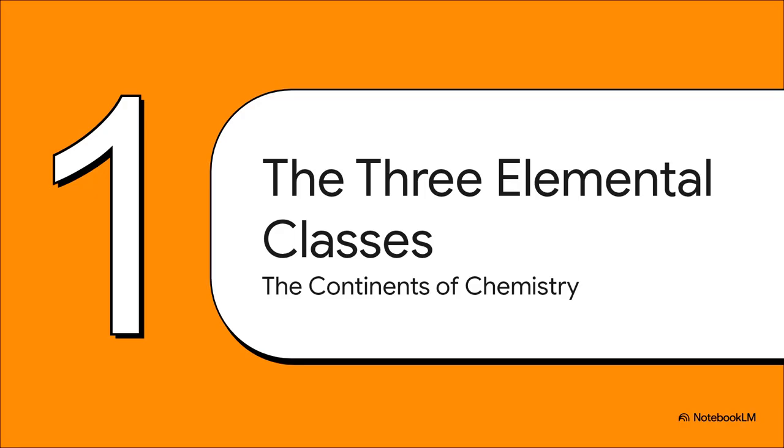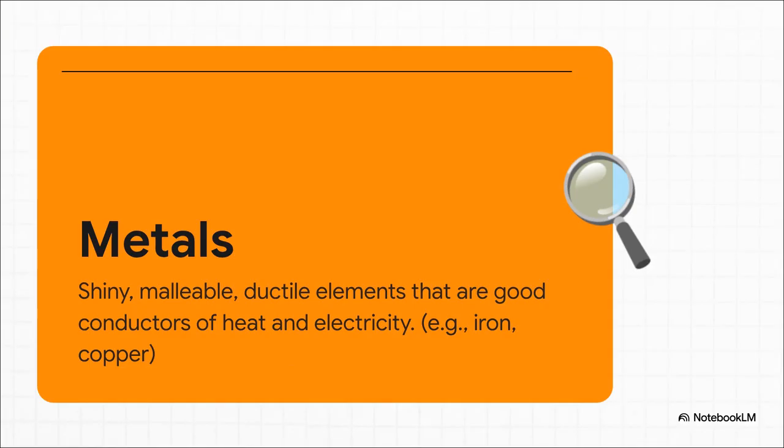Okay, first things first. Let's get the lay of the land. You see, just like a world map has continents, the periodic table has these 3 huge, broad classes that categorize pretty much every single element. The biggest continent by far is the metals. I mean, they take up almost 3/4 of the whole chart. These are the elements you probably think of first: iron, copper, gold. And they all share a few key properties.